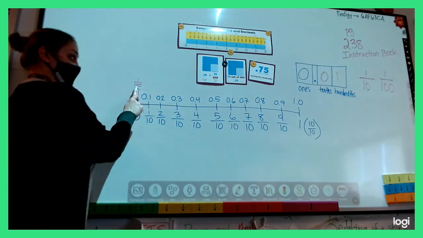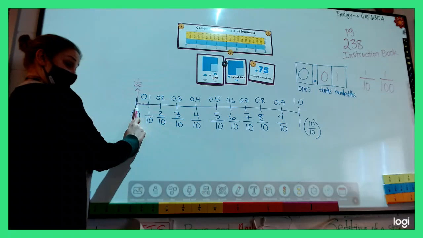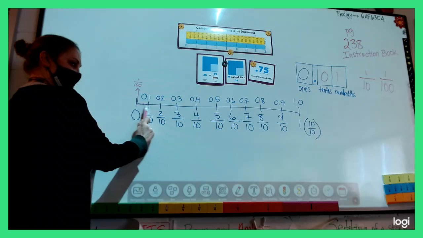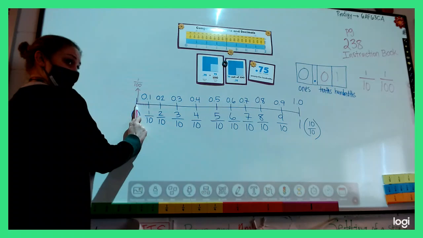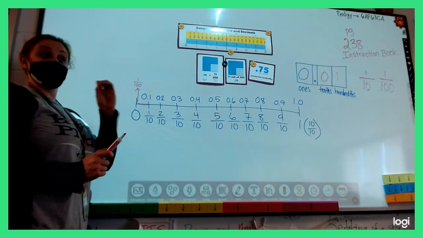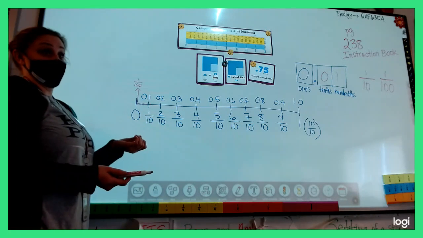When I have 1/100th right here, see that spot, Angie? Have I gotten to a tenth yet? Is it smaller than a tenth? Yeah. So if I'm not to 1/10th, I have to put a 0 in my tenths place. That's just how that one works.